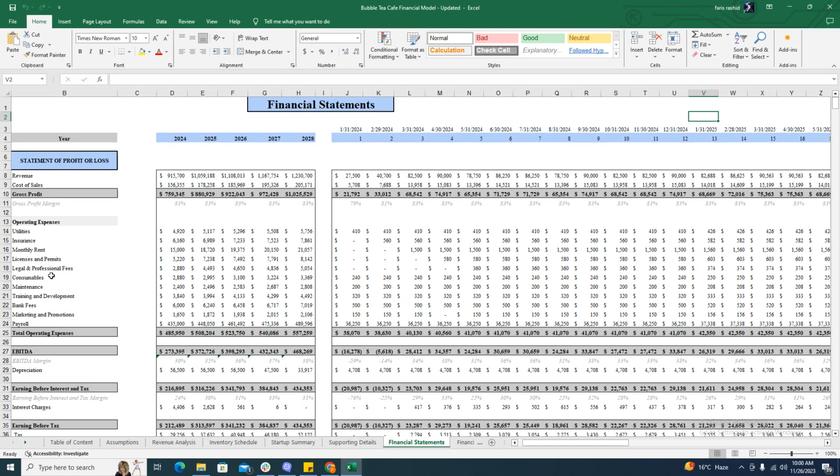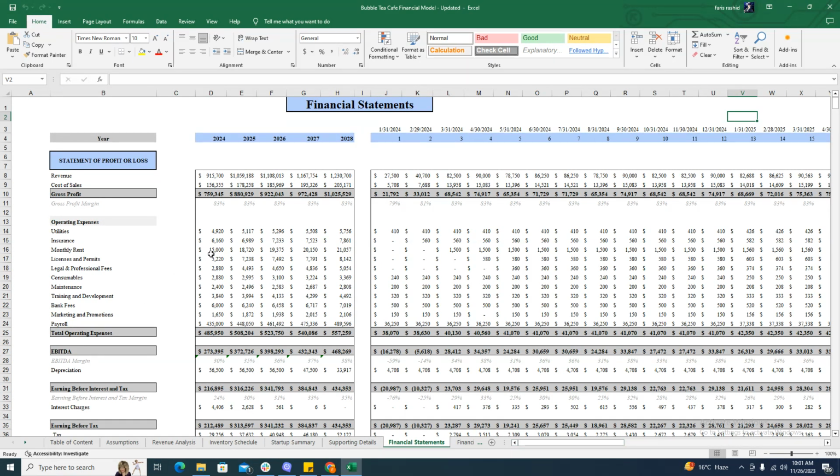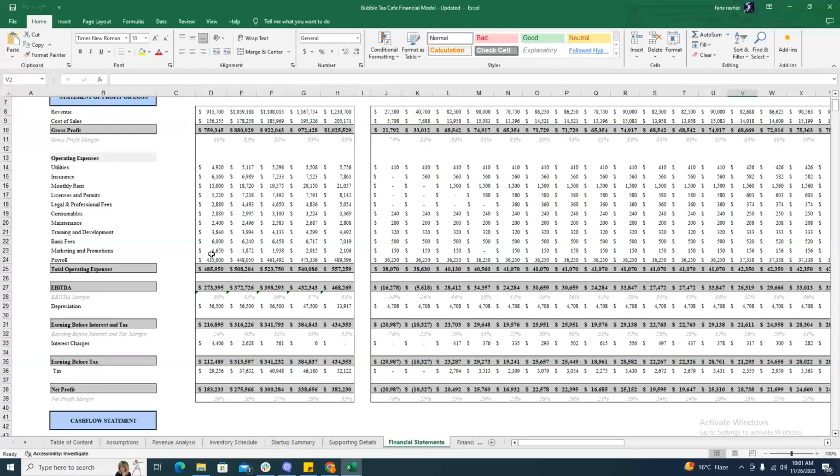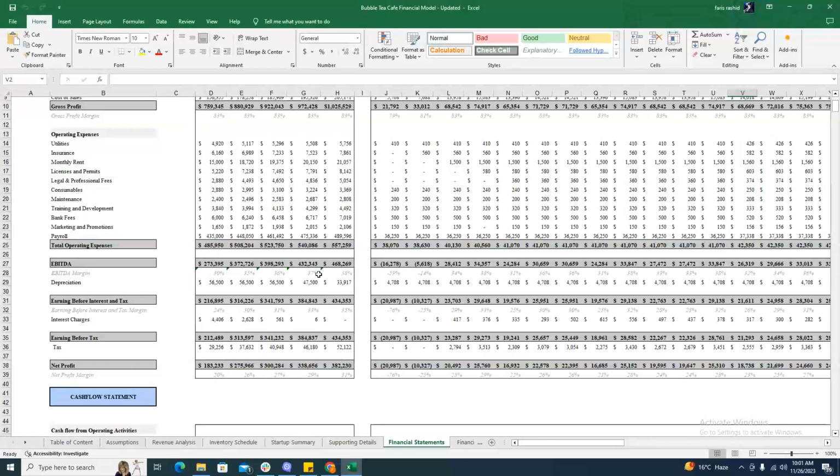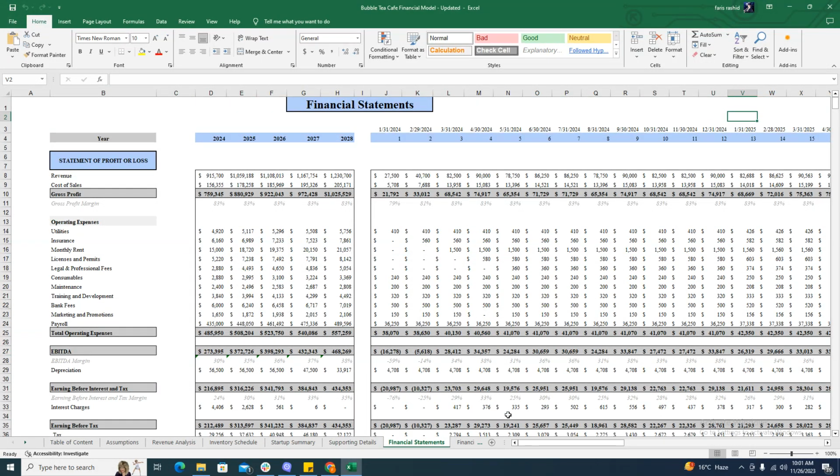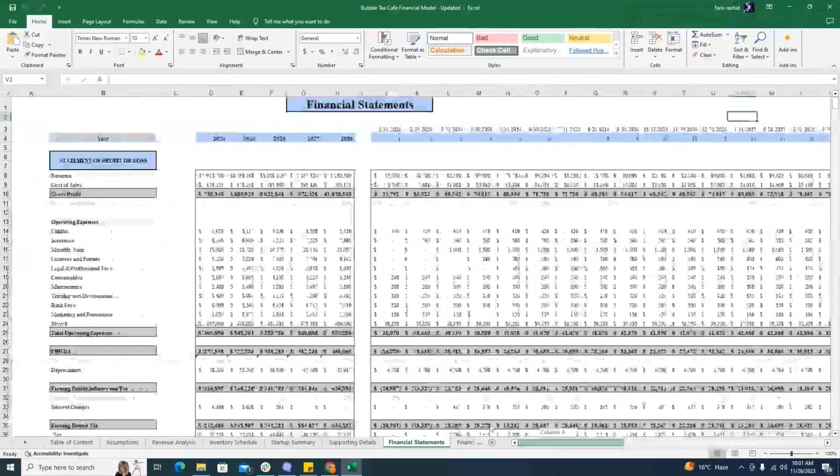Then comes the financial statements. The financial statements, as you can see over here, calculates the financial net income of the business on monthly and yearly basis to 5 years, as you can see, or 6 months, as we go over here.